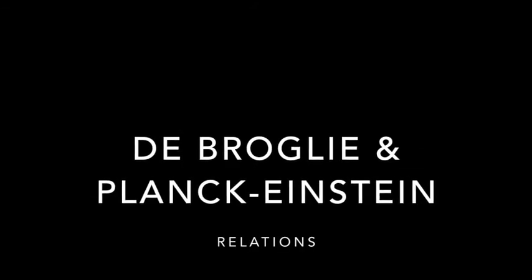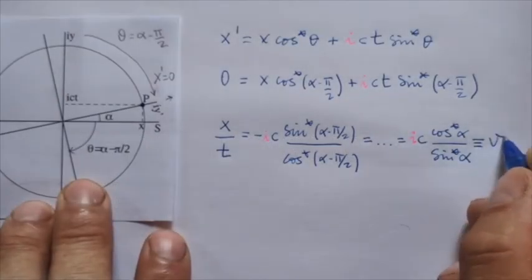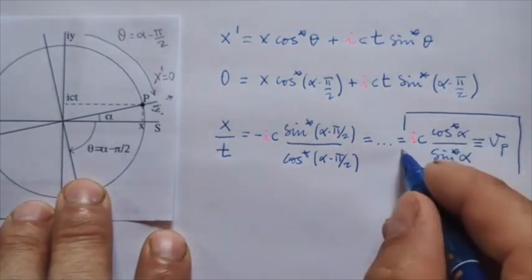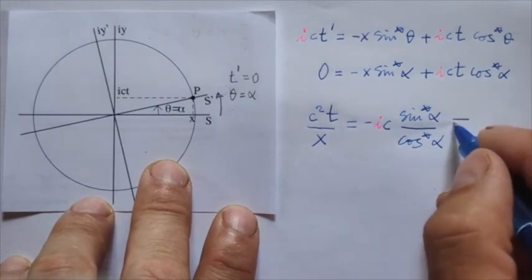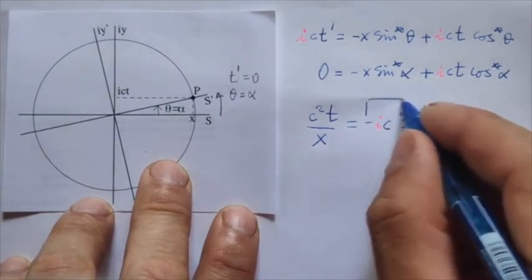Derivation of the de Broglie and Planck-Einstein relations. In the first chapter of this series of videos called the Cyclical Universe, two velocities, v sub p and v sub g, appeared, which were identified as a phase and a group velocity respectively. That made us realize that the wave nature is also present in our analysis.